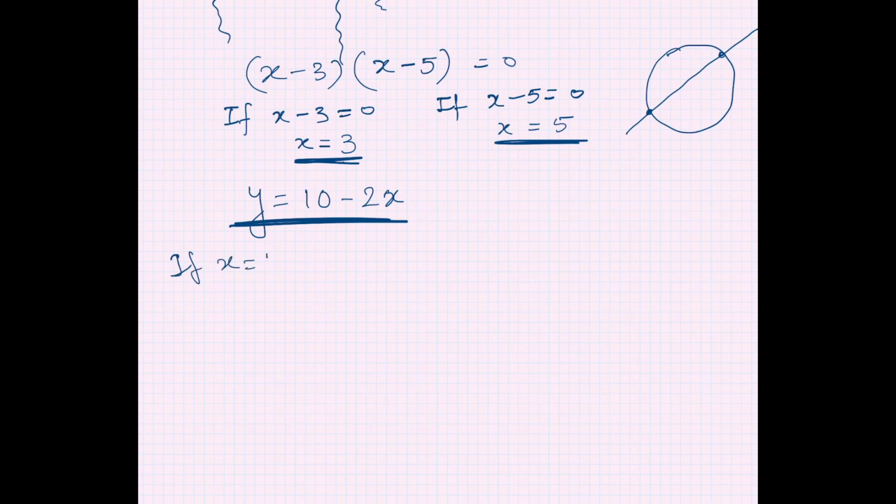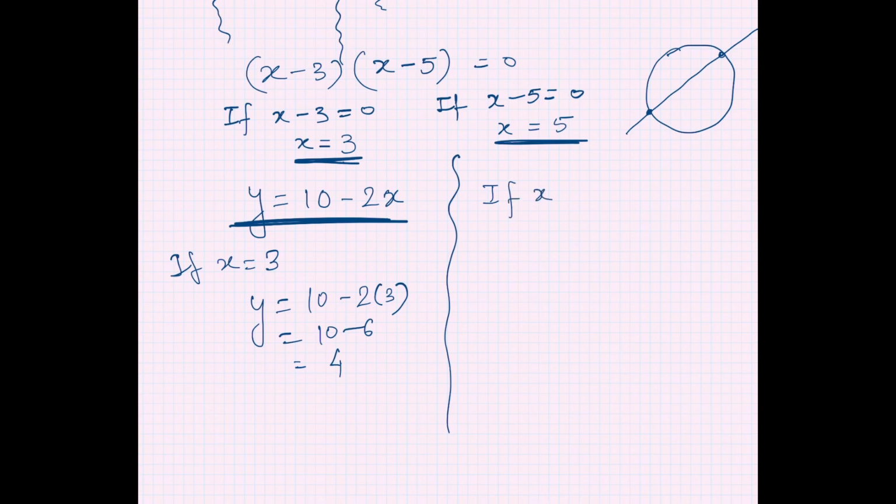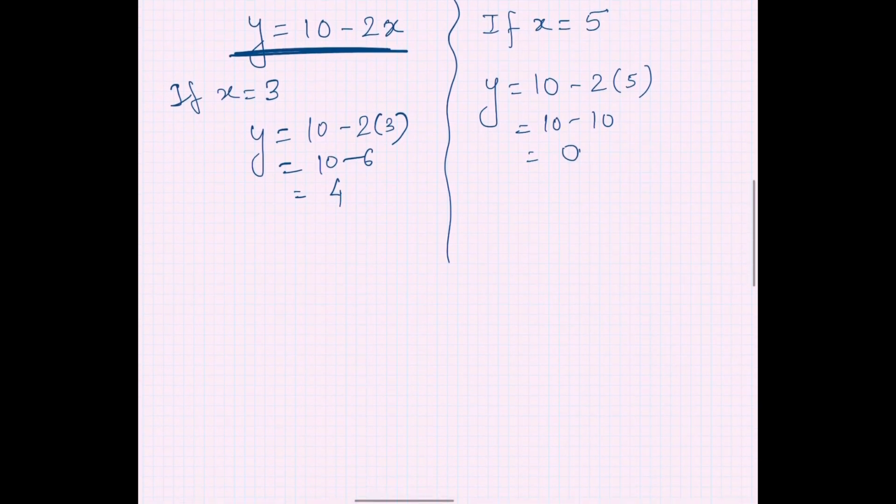If x is equal to 3, y will be equal to 10 minus 2 times 3, which is 10 minus 6, which is 4. And if x is equal to 5, then y will be equal to 10 minus 2 times 5, so 10 minus 10 is 0. All right, so the first combination is x is 3 and y is equal to 4, and if x is equal to 5, y is equal to 0.